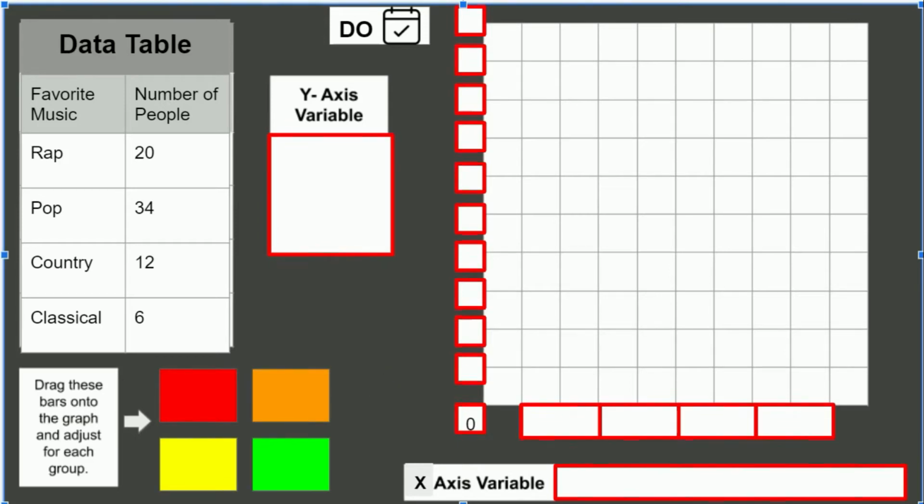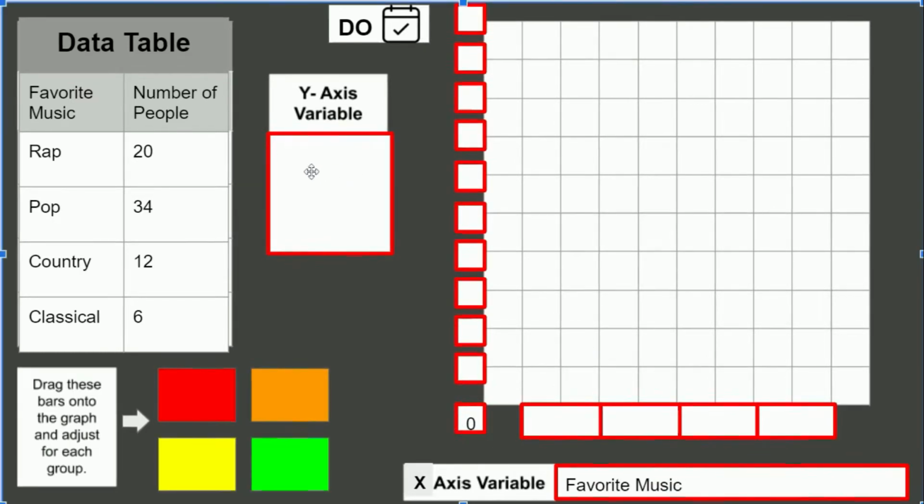Right, so to make a bar graph, the first thing we need to do is to figure out what variables from our data table go on to the two axes. So I have favorite music here, and I have the number of people. So the x-axis generally gets the variable that you're testing, or the independent variable, which in this case was the different types of music. So we're going to put as our x-axis variable favorite music. On the y-axis, we're going to put the variable that we're measuring, or the dependent variable, which is the number of people.